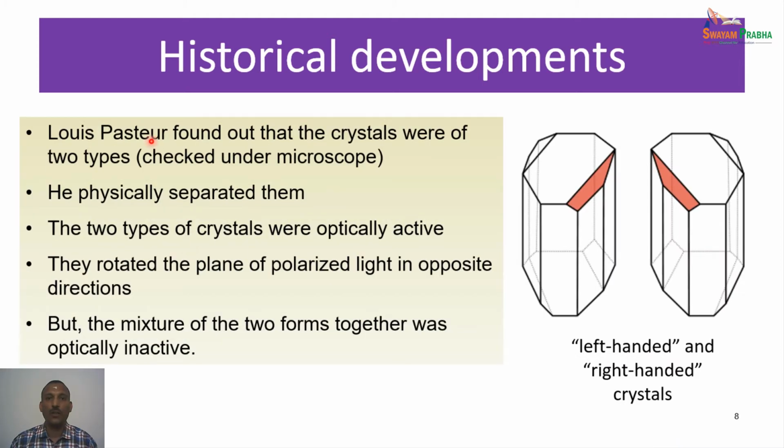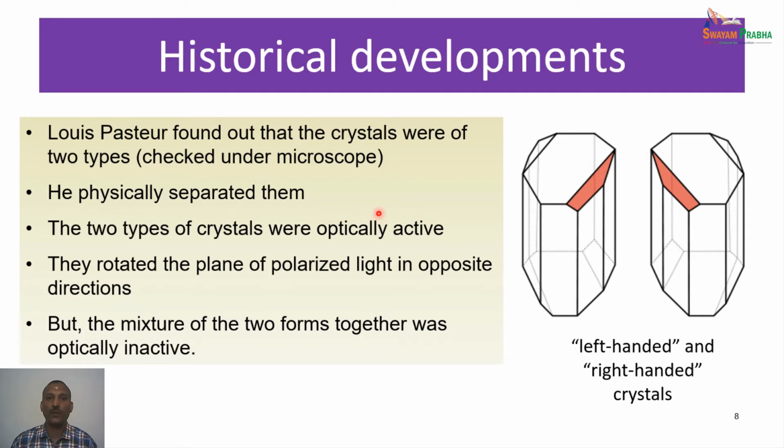But Louis Pasteur did not stop there. What he did was he found out the crystals were of two types as shown here. One has a left-handed arrangement, another has a right-handed arrangement. Like that he identified these two types of crystals using a microscope. Then what he did was the major breakthrough in organic chemistry. He started physically separating them using a tweezer.